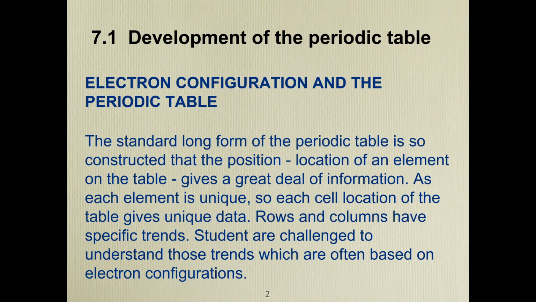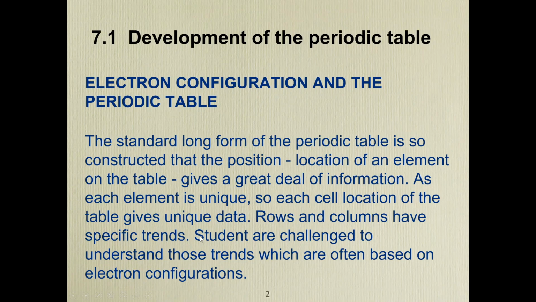Development of the periodic table. It says electron configuration in the periodic table. The standard long form of the periodic table is so constructed that the position or location of that particular cell, that square that has that element, gives a great deal of information other than, oh, it's a halogen or whatever. It actually will tell you by left or right whether it's going to gain or lose electrons or whether it's going to share. It will even tell you whether it's acidic or basic. It will tell you how fat it is, as far as the number of shells around it and stuff like that. Anyway, as each element is unique, so each cell location of the table gives us unique data.